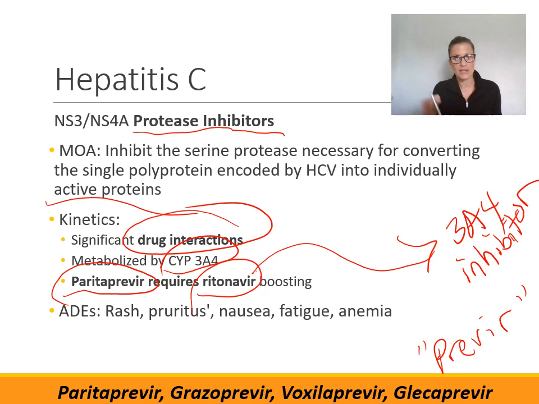So we don't have to give the drug as frequently if it's not being metabolized as much. It allows us to get to higher concentrations that are more effective. It's actually beneficial to boost the first drug by giving ritonavir to inhibit its metabolism. So paritaprevir is always given with ritonavir, so it shouldn't be given alone. Adverse drug effects of these protease inhibitors include rash, hives, nausea, fatigue, and anemia. A lot of them cause rash.